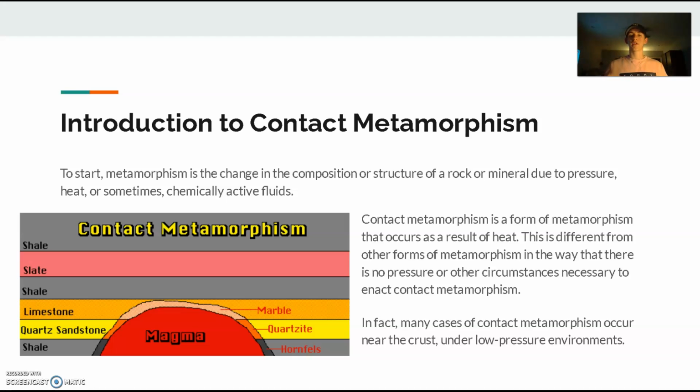Now, to start, we're going to have an introduction to contact metamorphism. But before that, we're just going to recap what metamorphism actually is, which is the change in the composition or structure of a rock or a mineral due to pressure, heat, or sometimes chemically active fluids. Now, contact metamorphism is a type of metamorphism that only occurs as a result of heat. This is different because there's no pressure or other circumstances necessary to enact contact metamorphism. And this is interesting because contact metamorphism can occur near the crust in low pressure environments, unlike regional metamorphism.